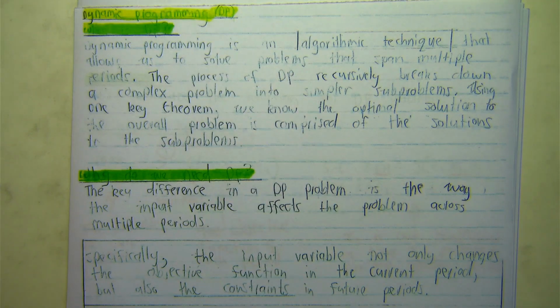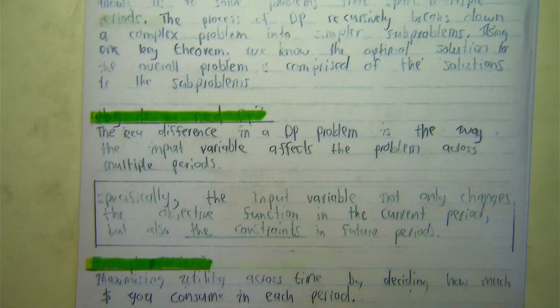Dynamic programming is an algorithmic technique that allows us to solve problems that span multiple periods. The process of dynamic programming recursively breaks down a complex problem into simpler subproblems. Using one key theorem, we know that the optimal solution to the overall problem is comprised of the solutions to the subproblems. Why do we need dynamic programming?